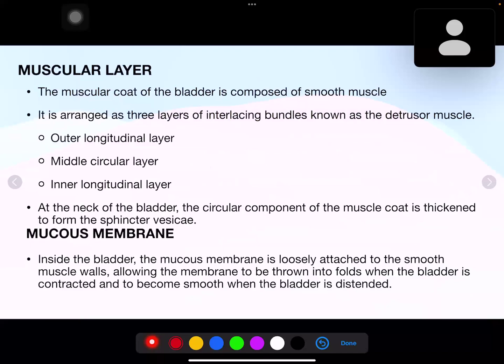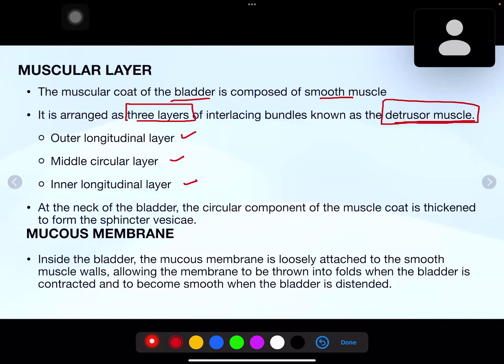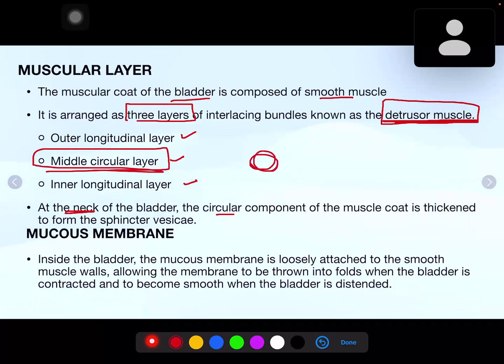So the muscular layer. The bladder is composed of smooth muscle, and there are three layers of muscle: the outer longitudinal, middle circular, and inner longitudinal layer. The muscle layer is called the detrusor muscle. You will hear this detrusor muscle very frequently. At the neck of the bladder, the circular component is thickened and forms a sphincter-like action. So it is called the sphincter vesicae, the bladder sphincter.